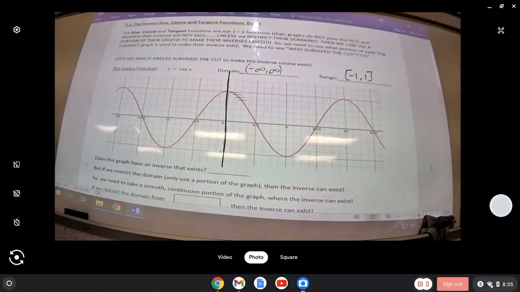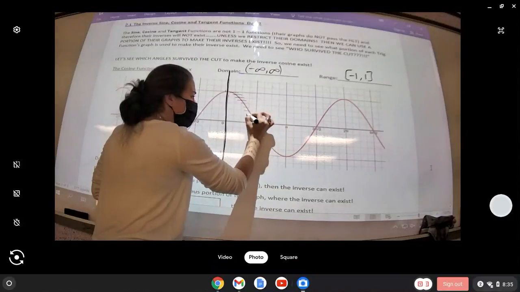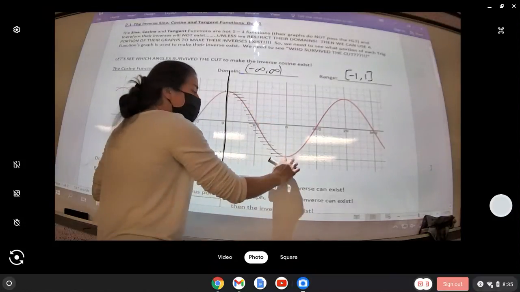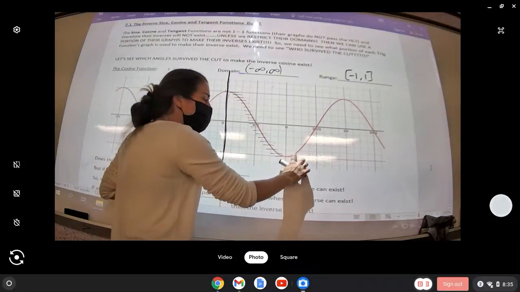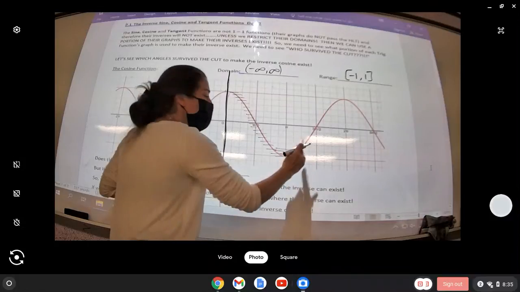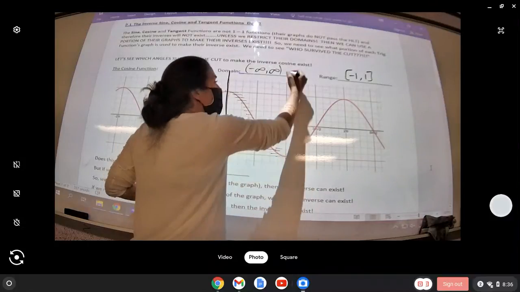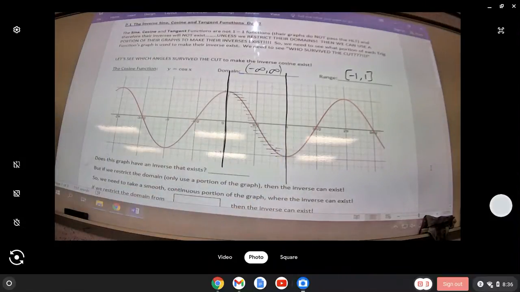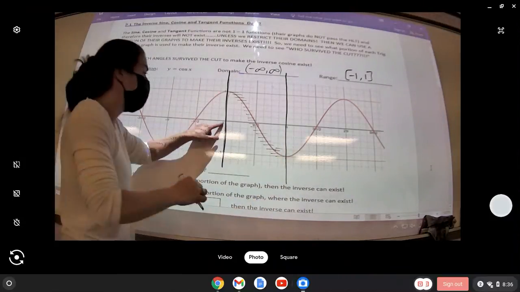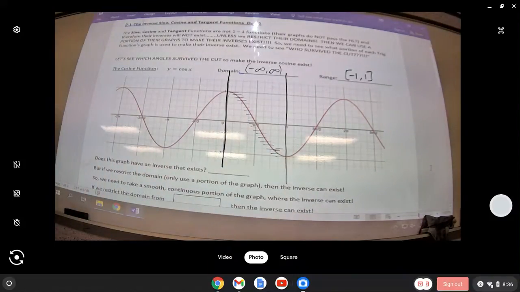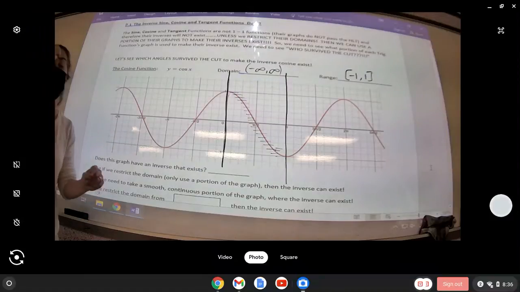All right, and then it's passing the HLT, it's passing the HLT, yes, yes. Then you get down to here, and as soon as it turns back up, it isn't going to pass the HLT anymore when it hits this curve. So that means we're going to have to chop it also right here before it turns and comes back up. So the portion of this graph that we keep is going to be from 0 to pi. Those are the angles that survive the cut of the cosine's graph to make the inverse cosine exist.